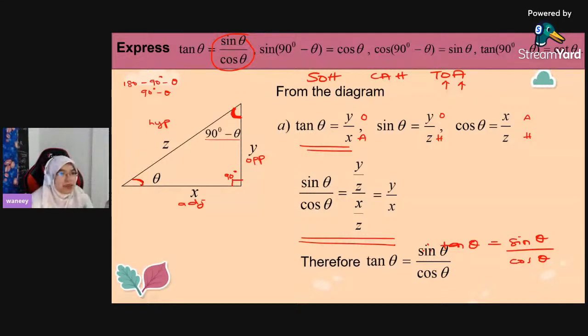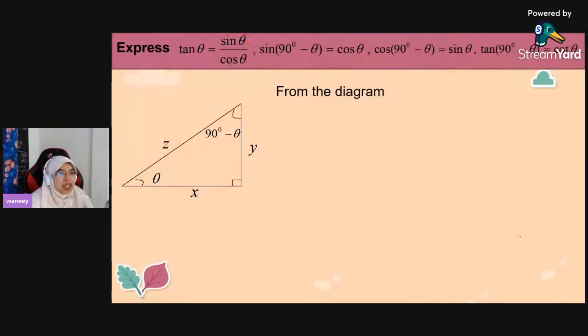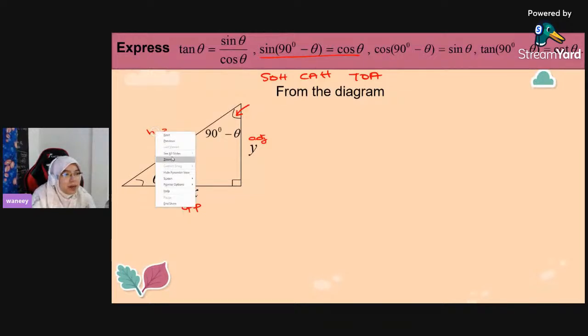Okay, so now let us proceed to the second one. How to get sine of 90 degree minus theta. Again, at 90 degree minus theta, where is the opposite? The opposite of 90 degree minus theta is actually x, y is the adjacent, and z is the hypotenuse.